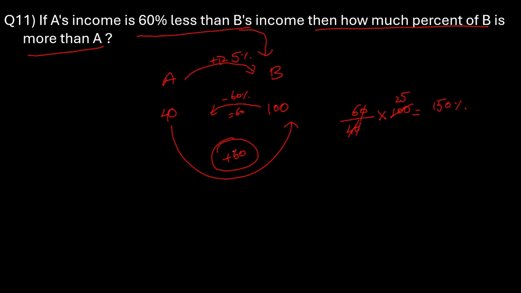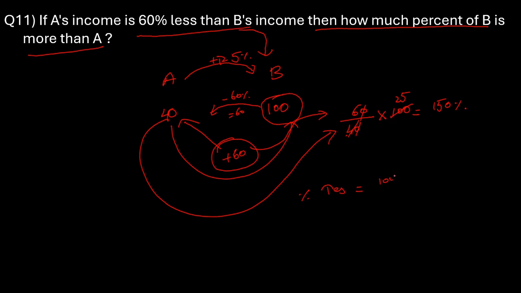B is 60 rupees more when compared with this 40 rupees. Income of B is 60 upon 40. So to convert this into percentage, I am going to multiply with 100. So it is going to be 150%. You can also apply the formula of percentage increase in this question. That is, my final value is going to be 100 and my initial value is going to be 40 rupees. Right. And final minus initial upon initial, that is 60 upon 40 rupees into 100. Even this is going to give me 150%. I think everyone is clear with this question.